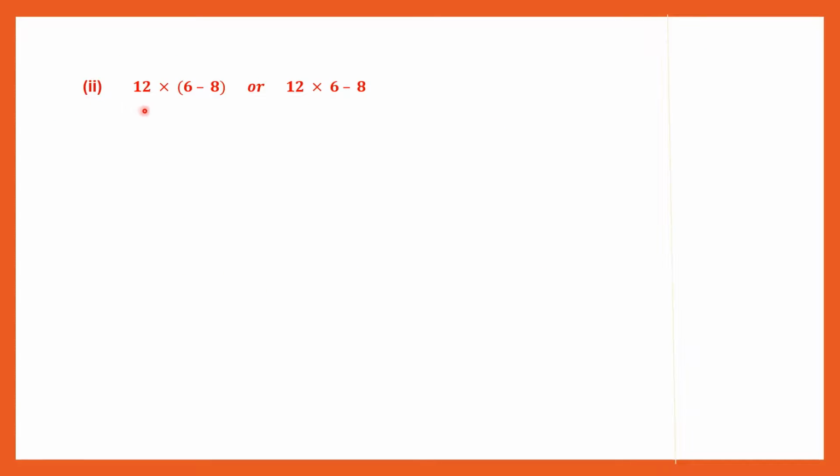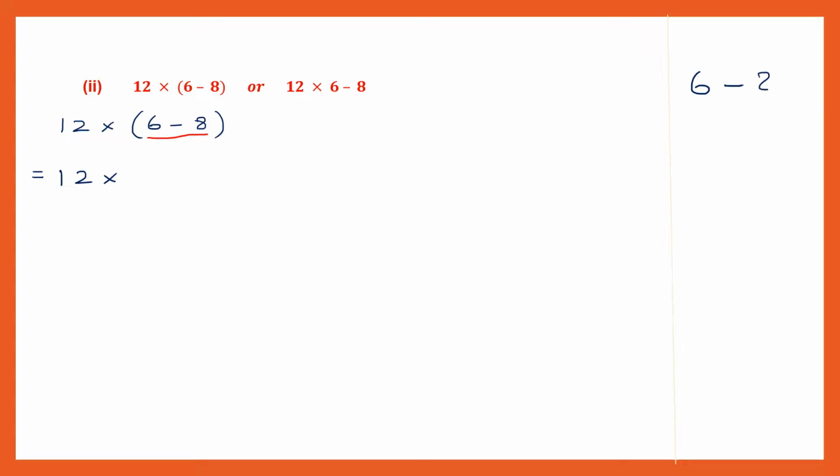Question 2. Which is greater? 12 into 6 minus 8 in brackets, or 12 into 6 minus 8? So on the left hand side we have brackets, on the right we don't have. So let's work out the left hand side first. So that is 12 into, in brackets, 6 minus 8. So according to BODMAS, brackets have to be worked out first. So we're going to simplify what is inside the brackets. So 12 will remain the same into, now 6 minus 8, let's work it out.